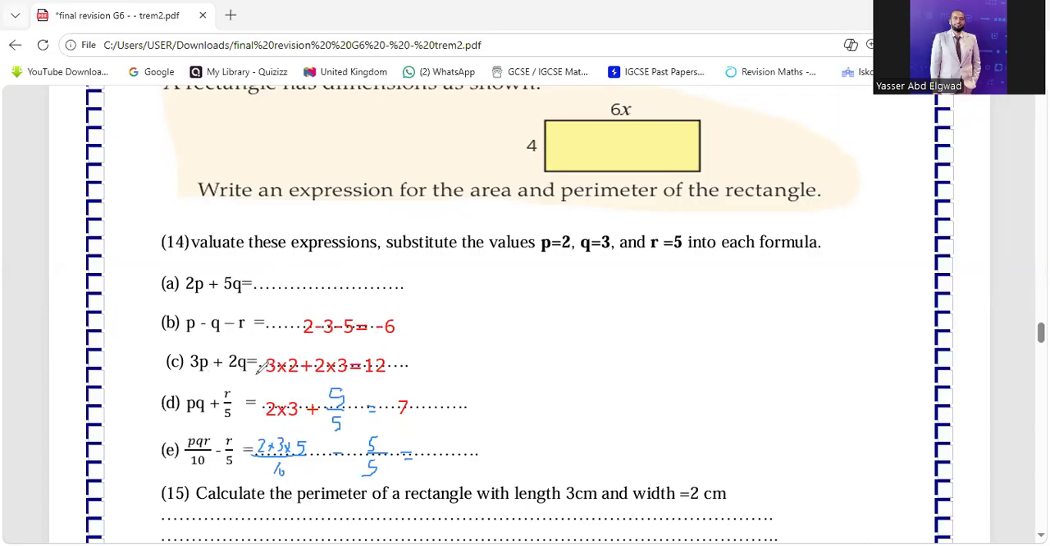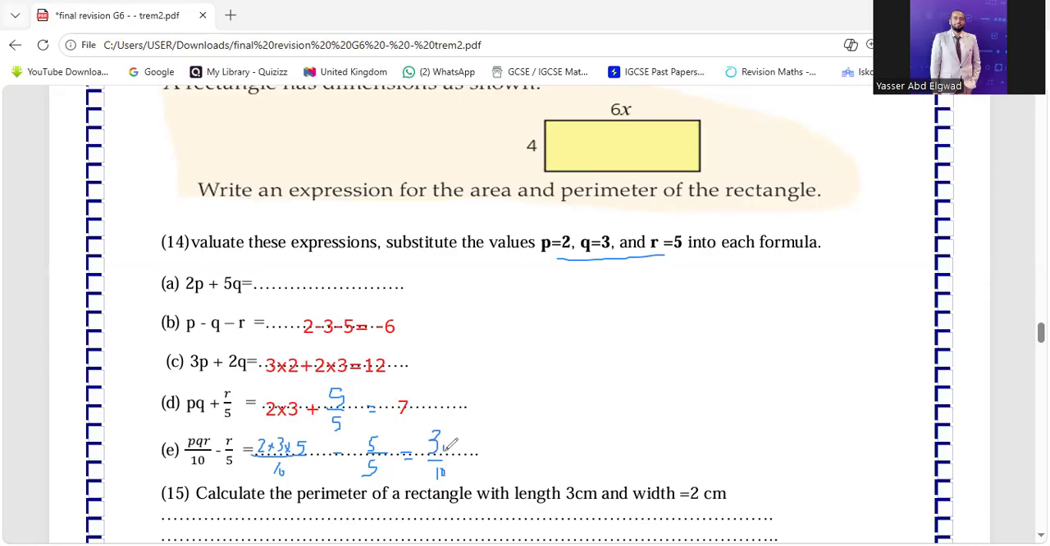And the next one, you multiply 3 multiplied by 2 plus 2 multiplied by 3. Just replace the value in the question. Look at it, 12. And here is P multiplied by Q, 2 multiplied by 3, 6. 5 divided by 5, 1. 6 plus 1, 7. The next one, you have to multiply 2 multiplied by 3 multiplied by 5. We get 2 multiplied by 3, 6 multiplied by 5, 30. 30 divided by 10, we get 3.